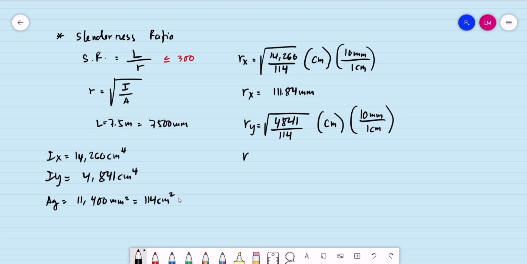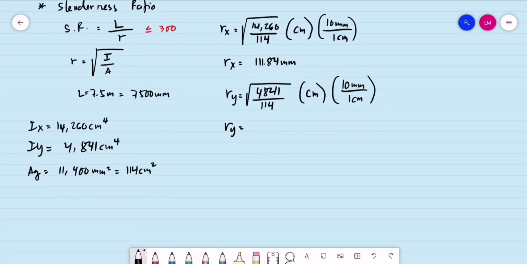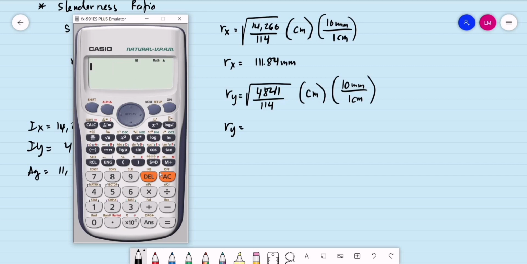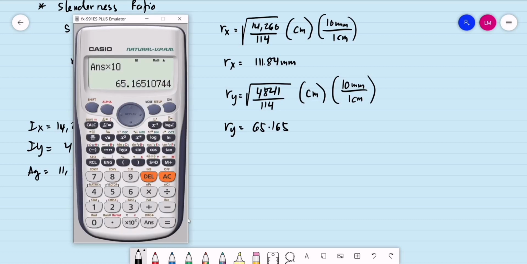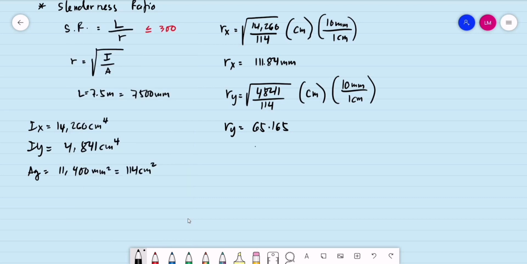Okay. So the radius of gyration with respect to y is now equal to the square root of the weaker axis, 4841 divided by 114, then multiplied by 10. You have 65.165. Okay, so 65.165.